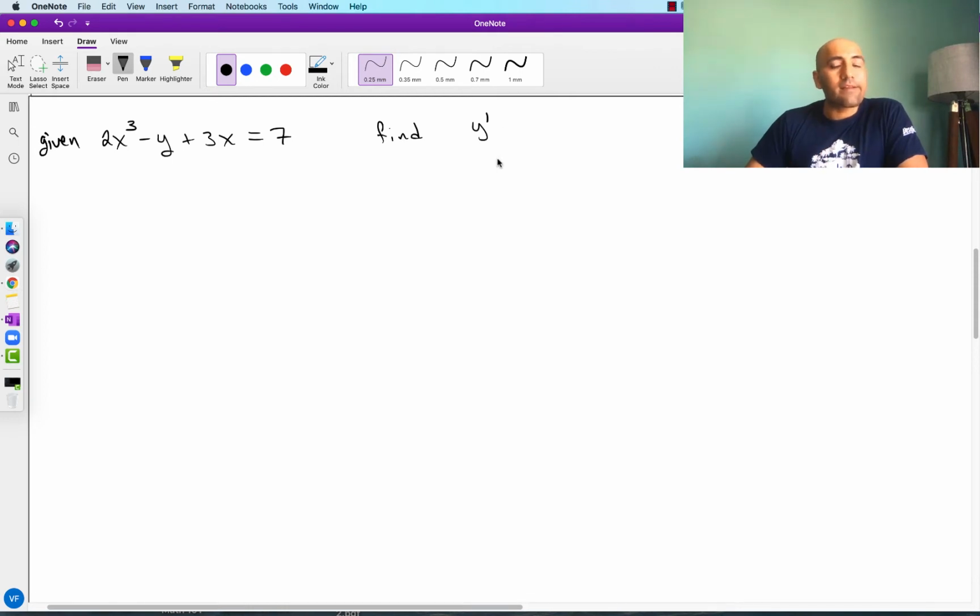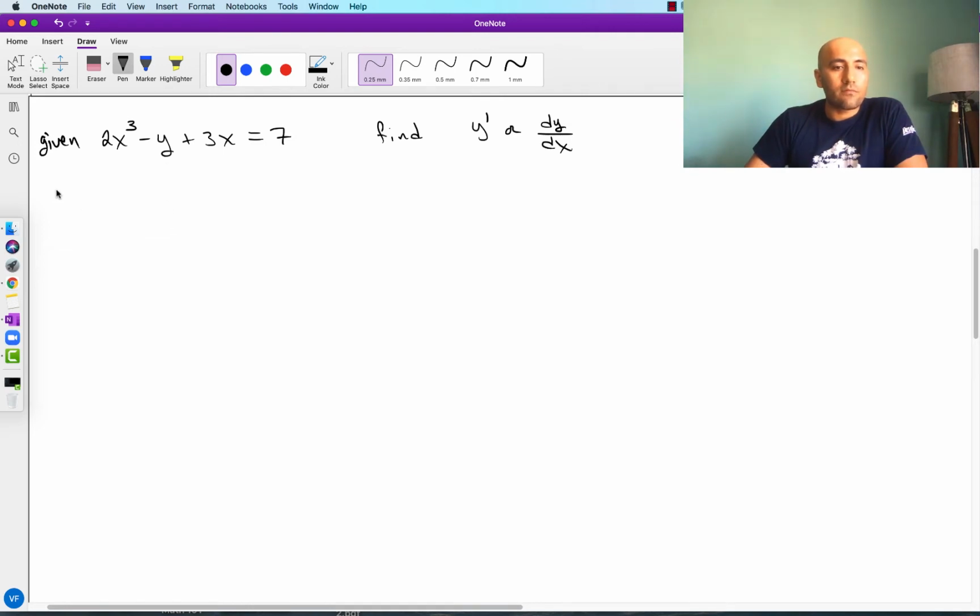Remember that we have a lot of different ways in which we can represent a derivative. This is one of them, y prime. Also, we could say dy dx, or dy dx, same thing. If we want to find the derivative based on what we know so far, it seems logical that the first thing we'd want to do is solve for y.